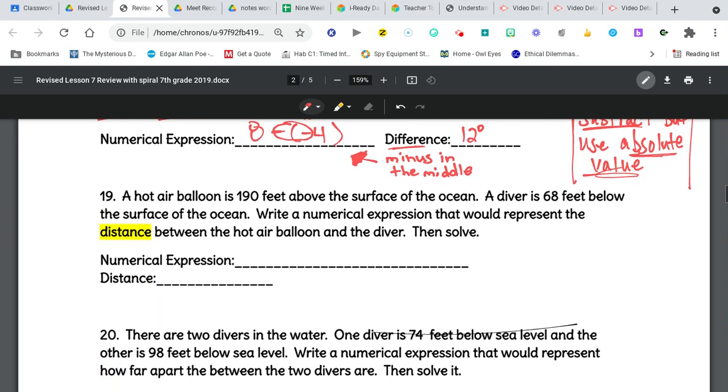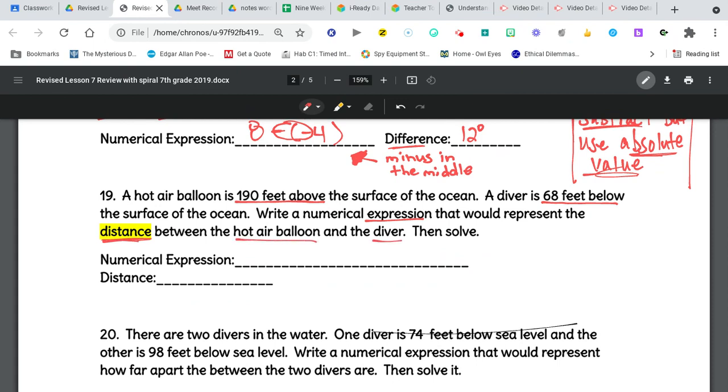Let's look at 19. A hot air balloon is 190 feet above the surface of the ocean. A diver is 68 feet below the surface. I need you to give me an expression that's going to represent the distance between the hot air balloon and the diver. So I can even draw it.